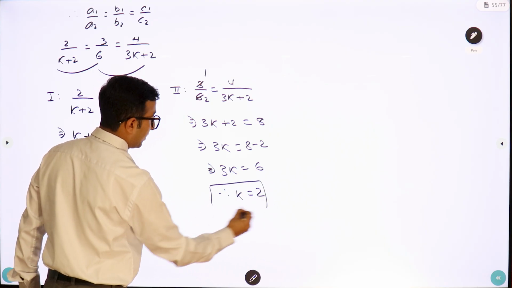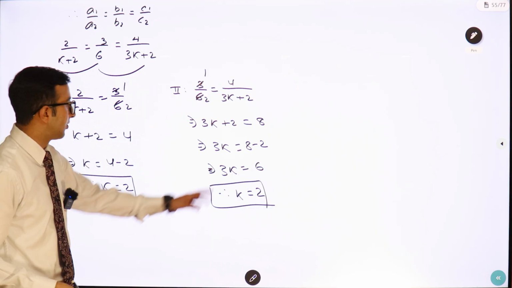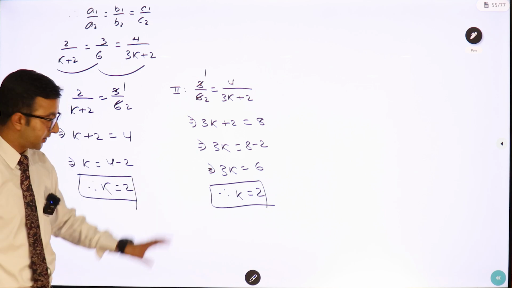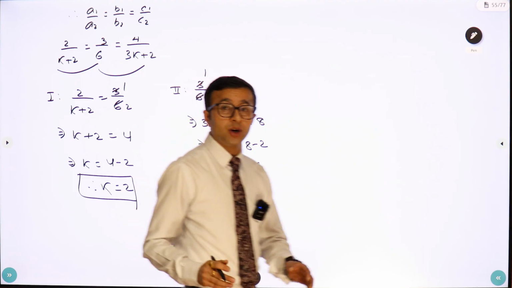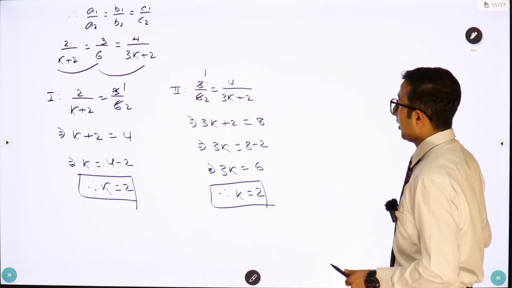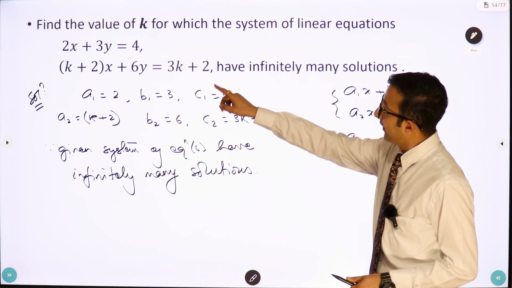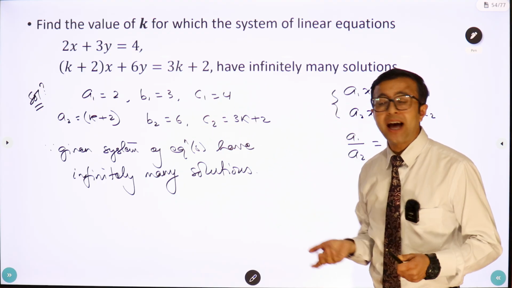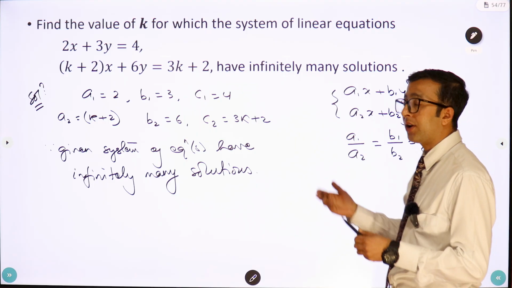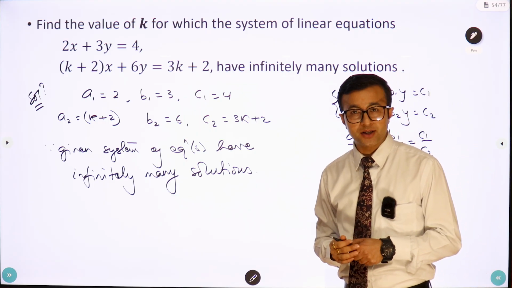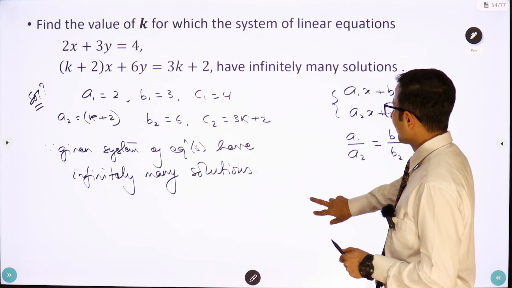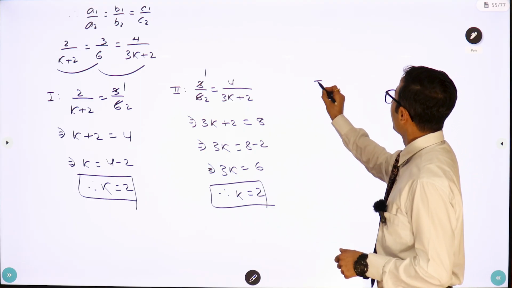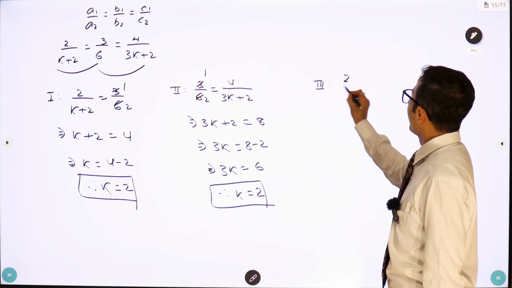Now look here. 3 how much are 6? 3 2s are 6. No need to divide this 6 by 3, we can find it directly also. Now look here, in both the cases we are getting the value of k is 2. It means that when the value of k is 2, this system of equations will have infinitely many solutions, or these equations represent what type of lines? It is coincident lines.